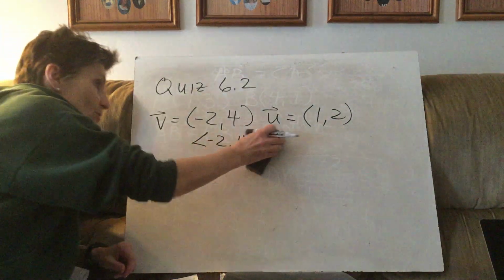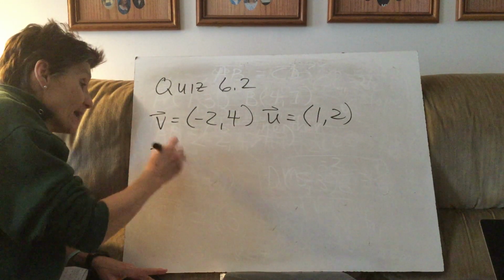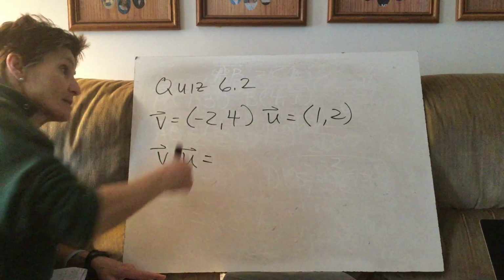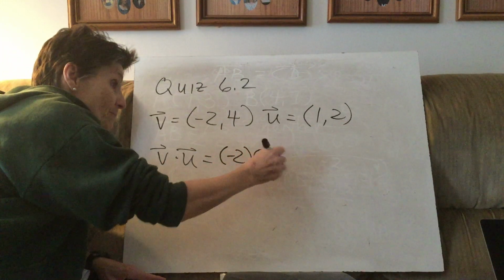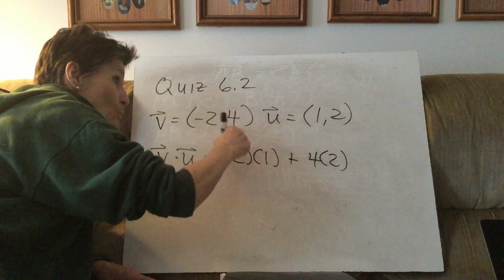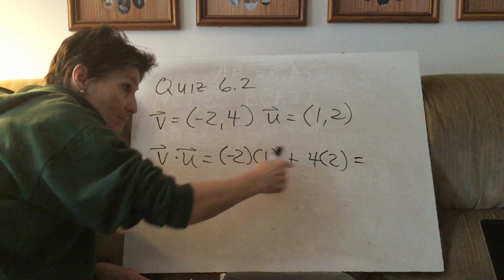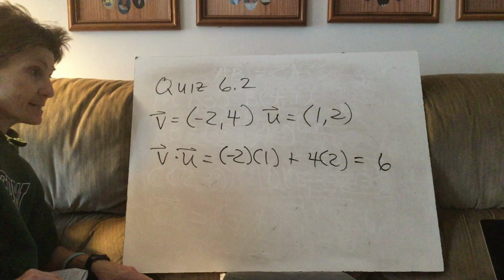These are two vectors. The first thing you're going to do is find v dot u. Again, we're just reviewing. Great practice. V dot u means take x times x, y times y, add them up. So the dot product is -2 plus 8, 6. The dot product is 6.